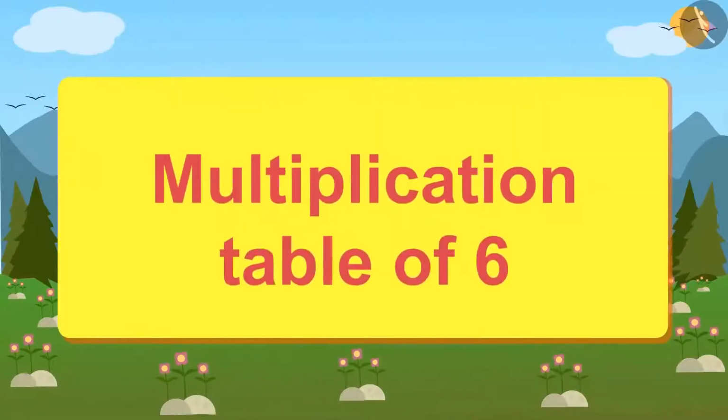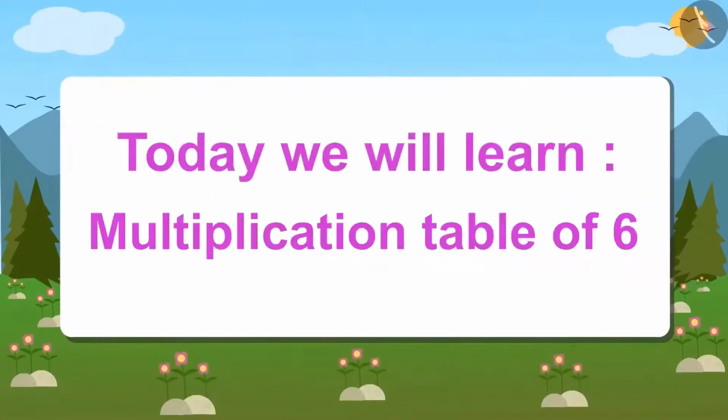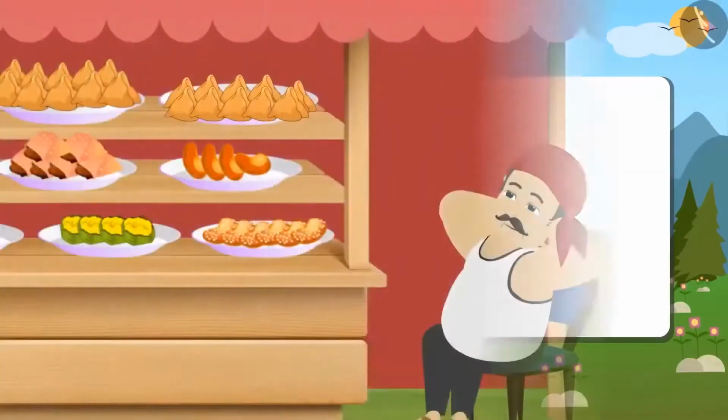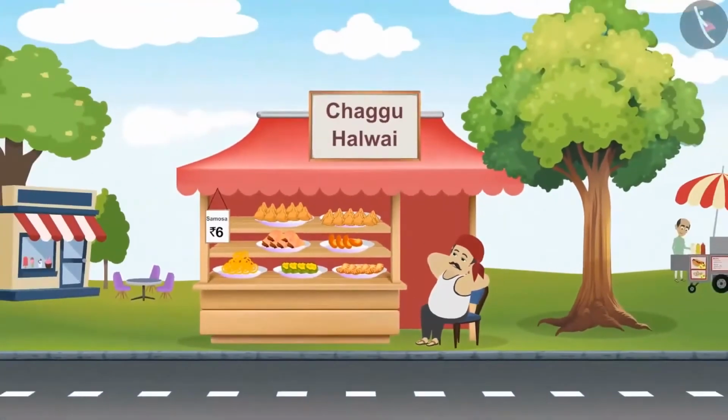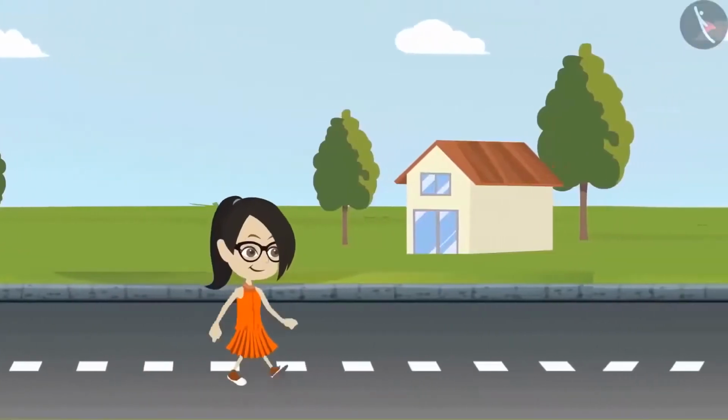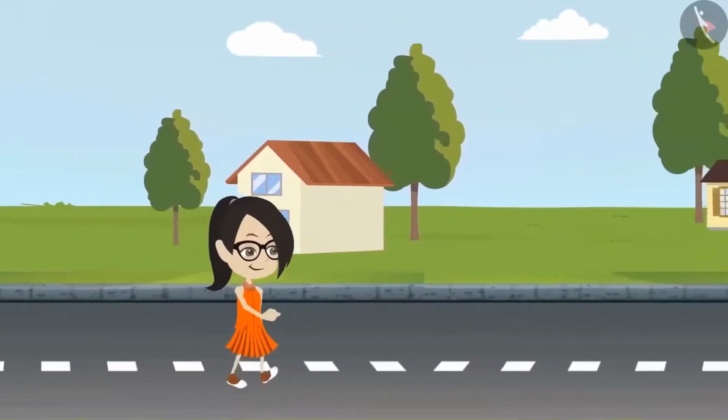Multiplication table of 6. Today we will learn the multiplication table of 6. Chaggu Halwai makes very good samosas. Vandana is going to get samosas from Chaggu Halwai's shop.